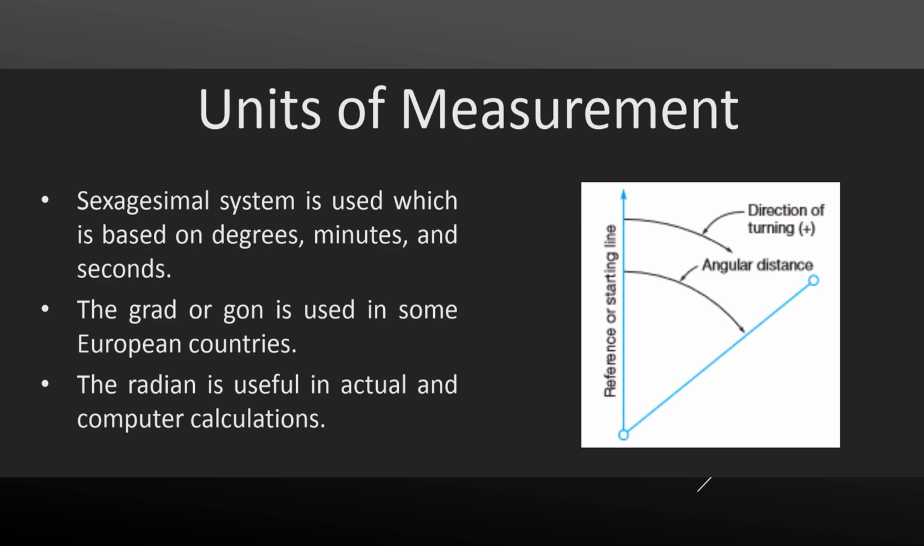So to summarize, the four units we will encounter are degrees, grads or gons, radians, and mils. Each system divides a complete revolution differently, but all of them serve the same basic purpose: to express and measure angular direction accurately.